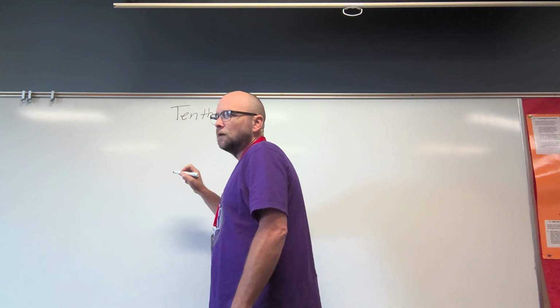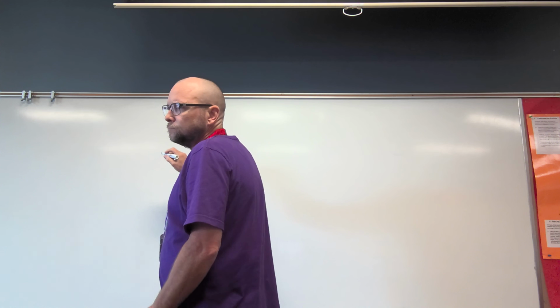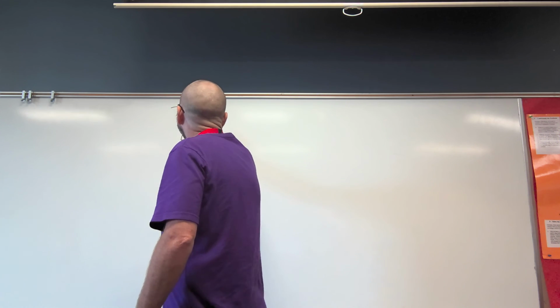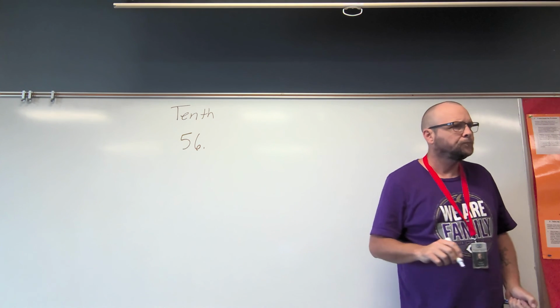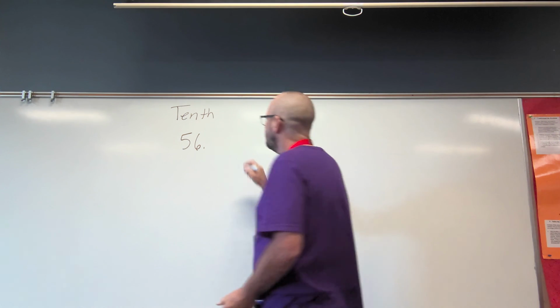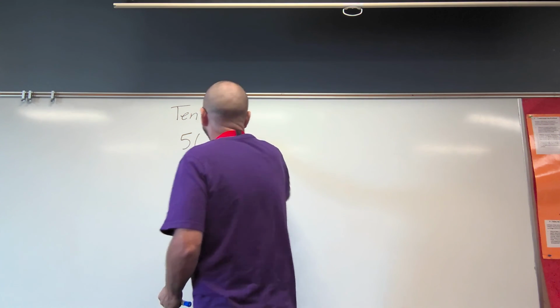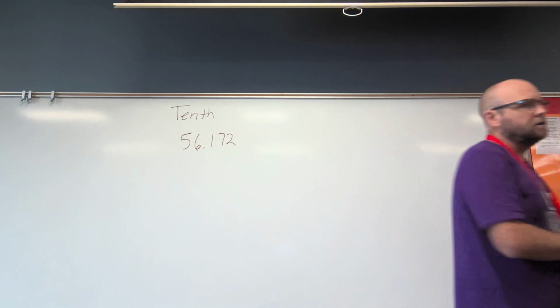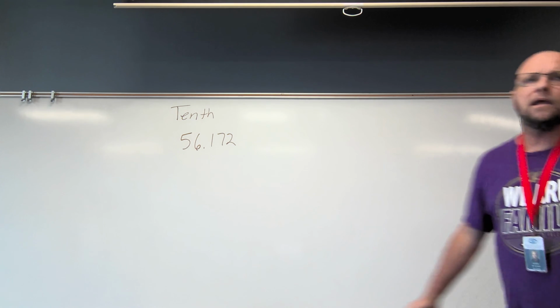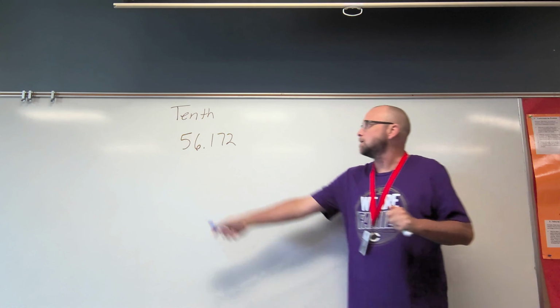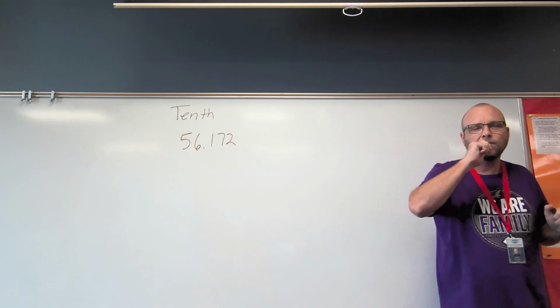Eli, give me a 2-digit number. 56. All right. Whit, give me a 3-digit number. 172. All right. So we're going to round this to the nearest 10th. We have 56 and 172 thousandths. And Ava, what is in the 10ths place? 6.